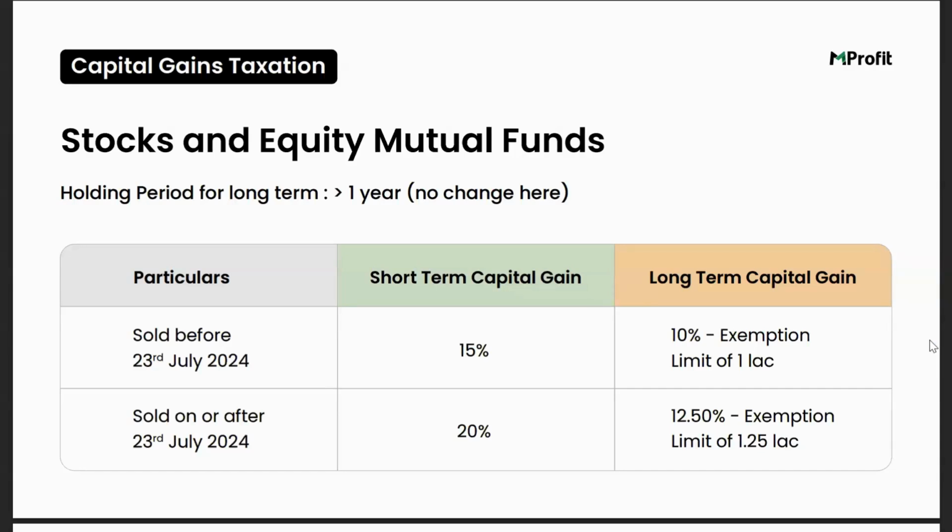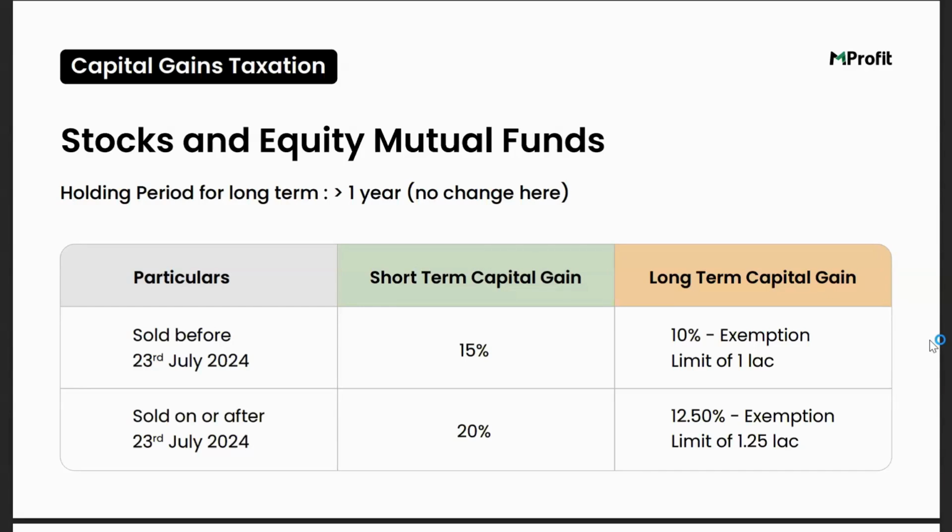If you have sold the shares or the equity mutual fund post completion of 1 year, it will be classified as long-term capital gain or loss. So there has been no change in the holding period definition for listed stocks and equity mutual funds. However, there is a change in the tax rate which will be applicable depending on the cutoff date. The cutoff date for all the different kinds of asset classes that we have, equity shares, equity mutual funds, debt mutual funds, hybrid mutual funds, REITs, InvITs, is 23rd of July 2024.